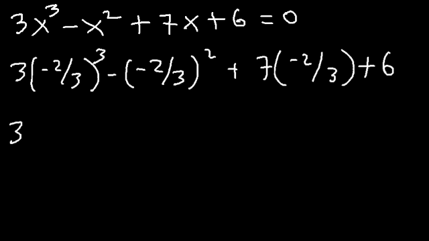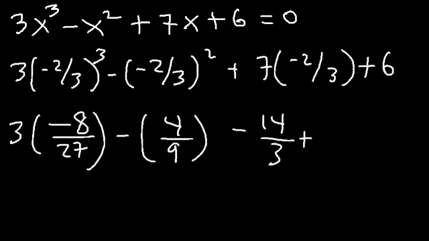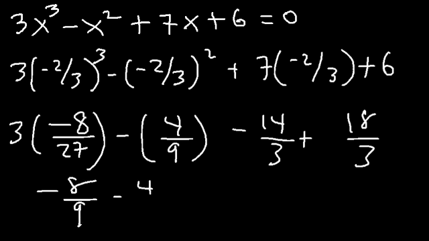Negative 2 to the third power is negative 8. 3 to the third power is 27. Negative 2 squared is 4. 3 squared is 9. And then this is going to be negative 14 over 3 plus 6 over 1, which is really 18 over 3. So 27 divided by 3 is 9 again. So this is going to be negative 8 over 9 minus 4 over 9. And negative 14 plus 18 is positive 4, or 4 over 3.